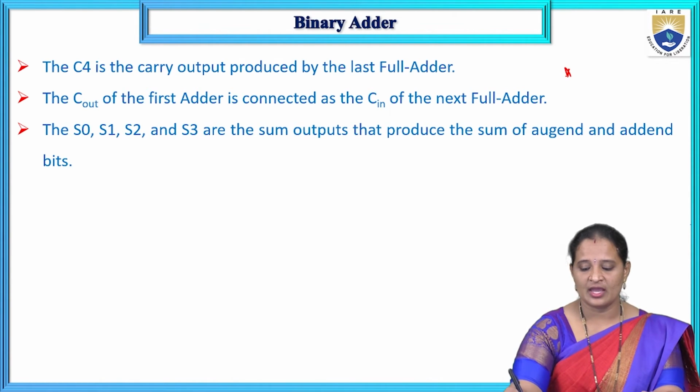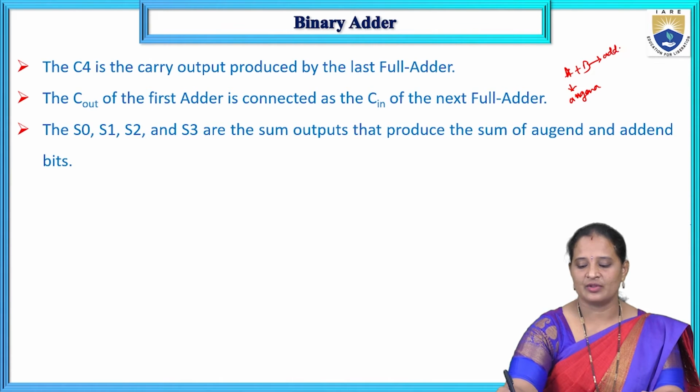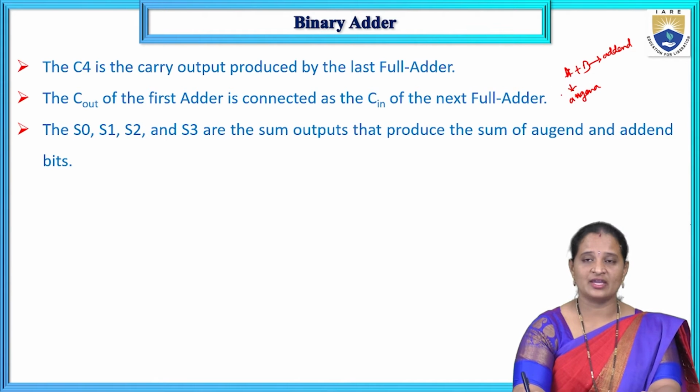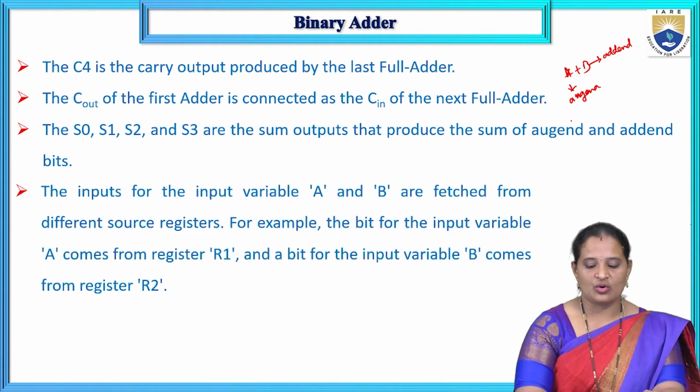As you all know, A plus B, where A is called the augend and B is called the addend. The number which is going to be added is the addend, and the one to which we are adding is the augend. Okay, so that is the sum output of augend and addend bits.